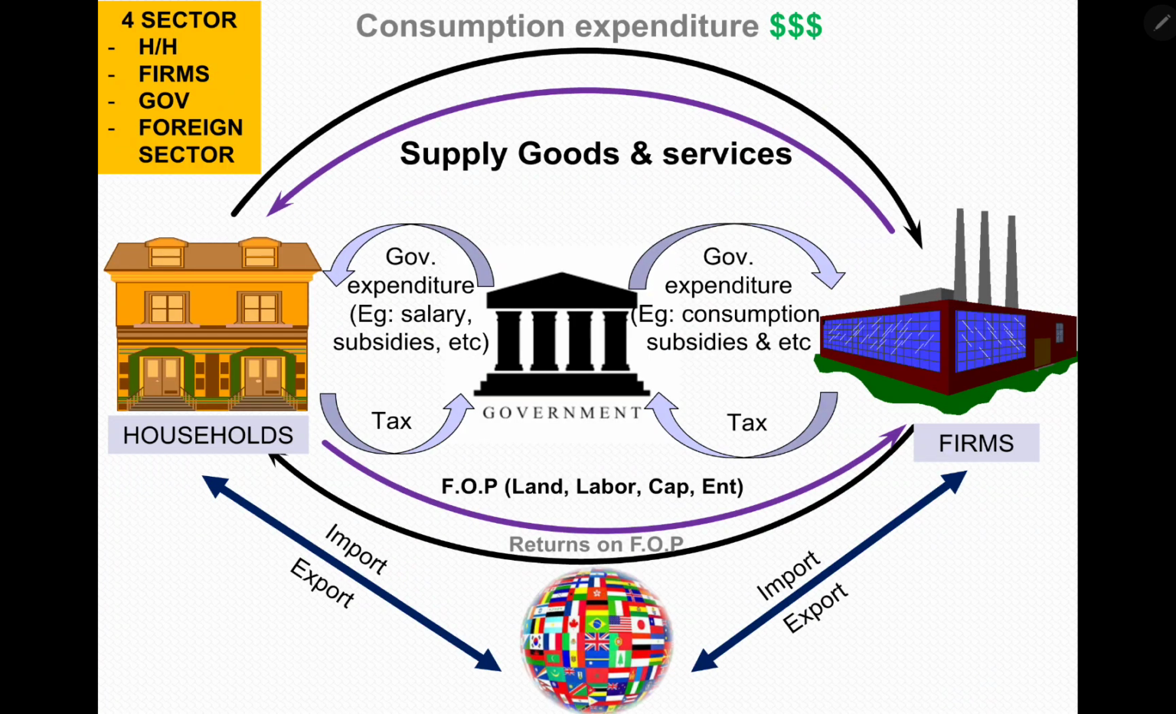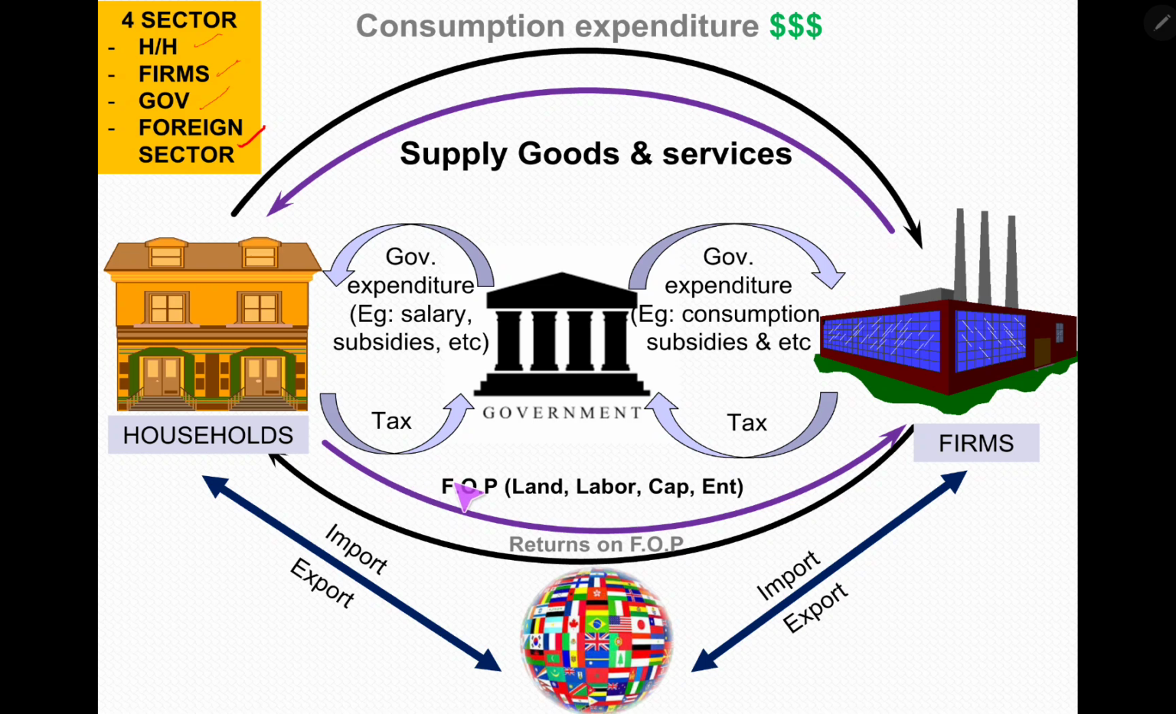Next, we move to the circular flow of income in a four-sector economy. So in a four-sector economy, it is similar to three-sector where we have household, firms, and government. But now we have one additional entity, which is the foreign sector. So when we have foreign sector, it means we have international trade or import and export activities.